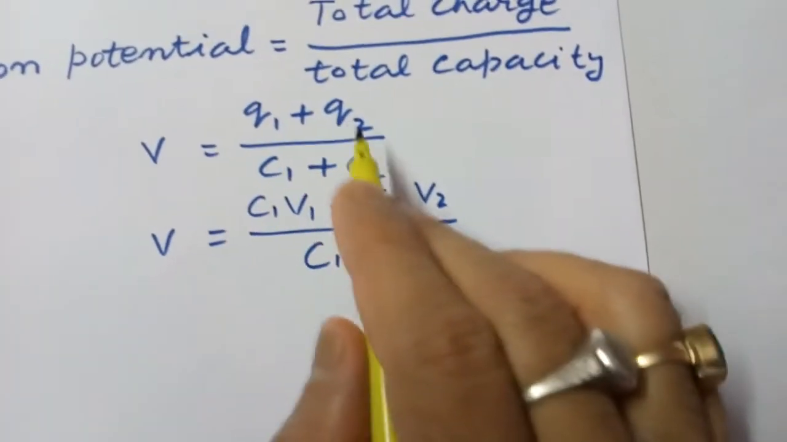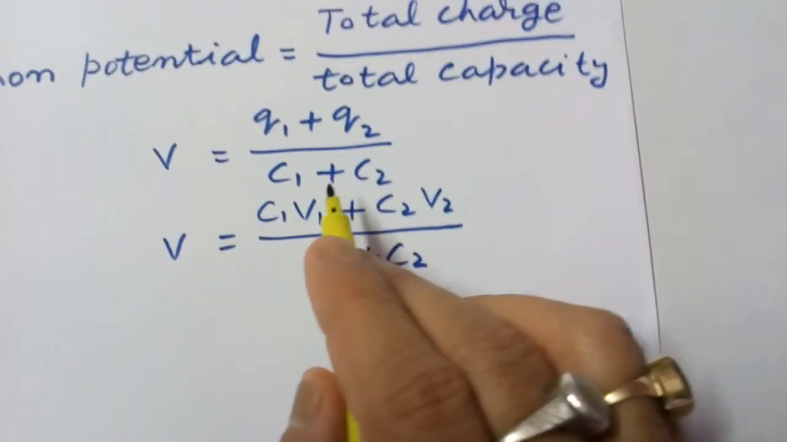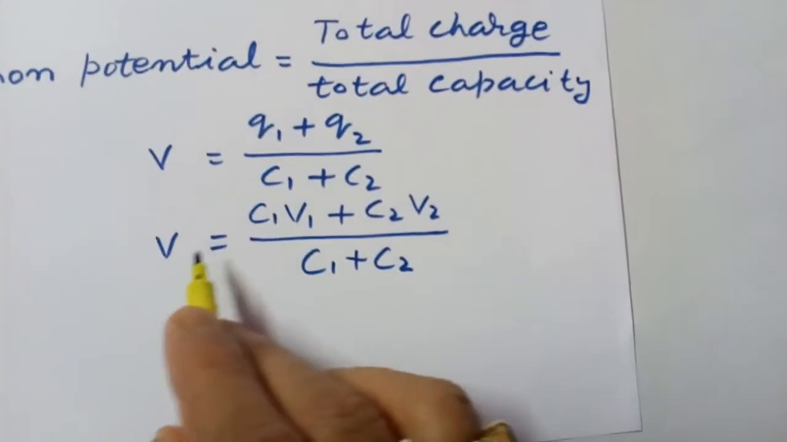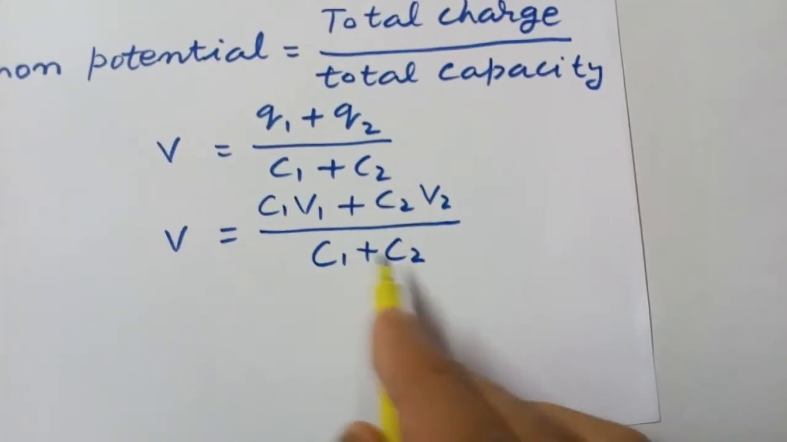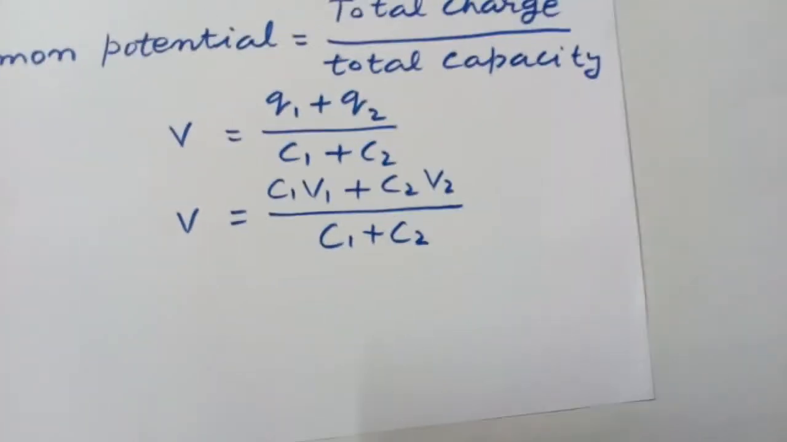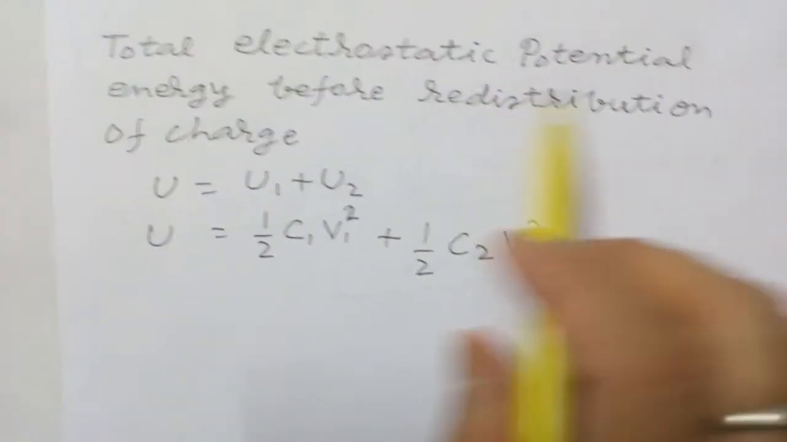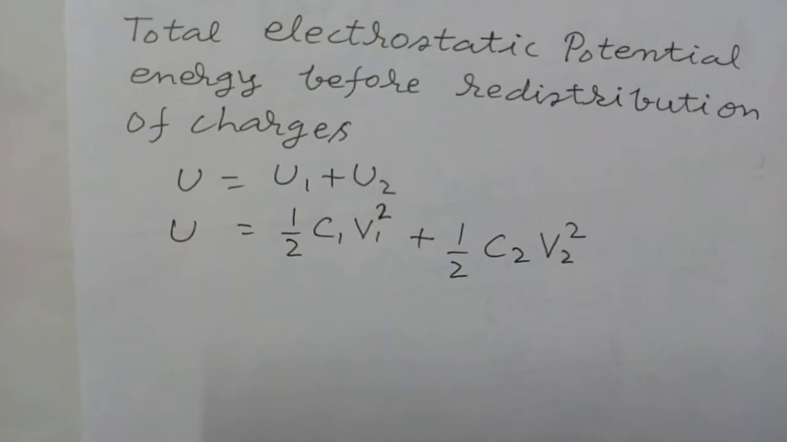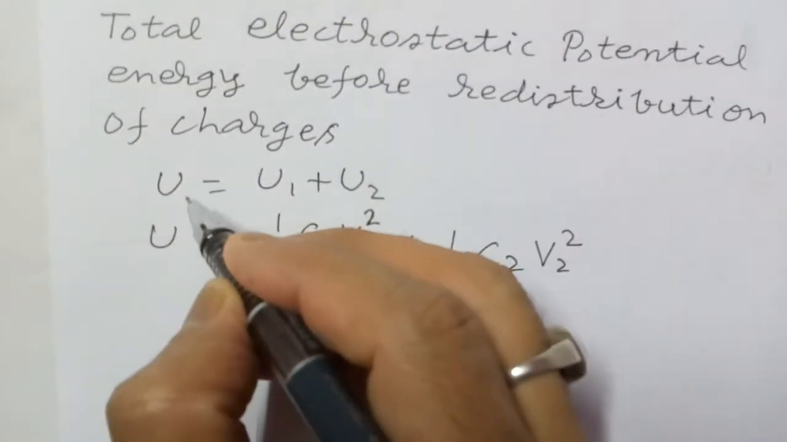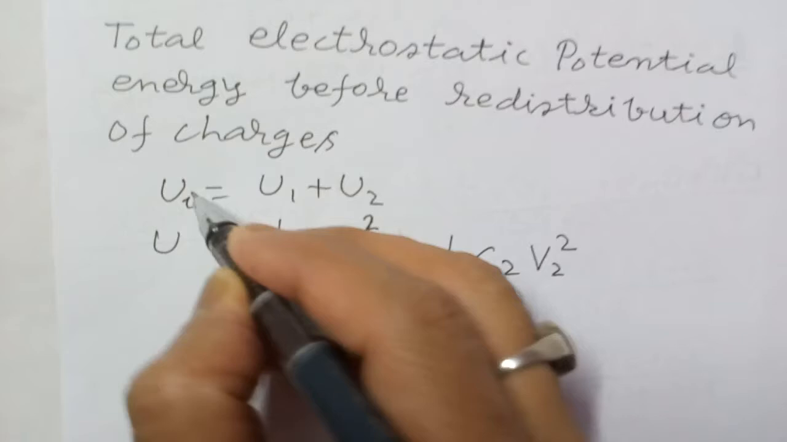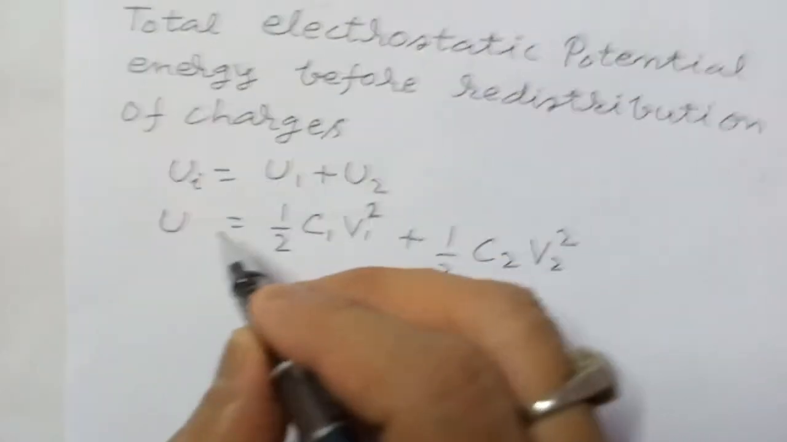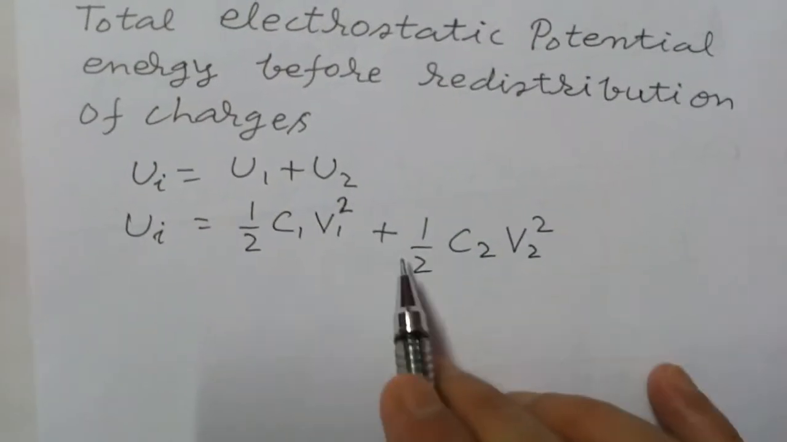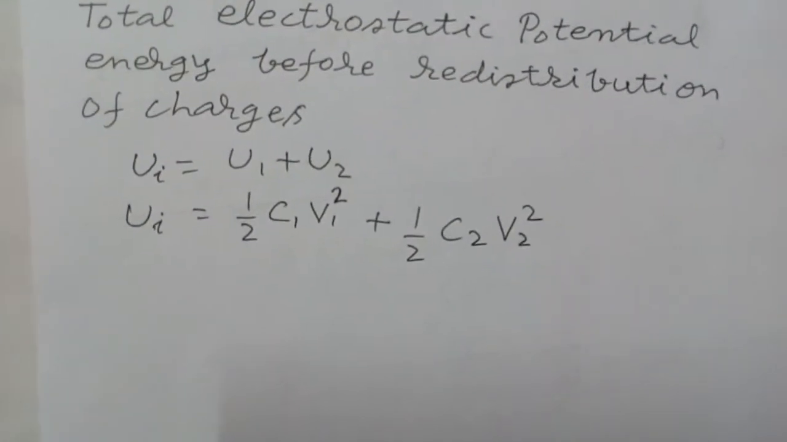So V is equal to Q1 plus Q2 upon C1 plus C2. Q1 plus Q2 is equal to C1 V1 plus C2 V2. So the common potential V is equal to C1 V1 plus C2 V2 upon C1 plus C2. Now the total electrostatic potential energy before redistribution of charges, this is U initial, is equal to U1 plus U2. So U initial is equal to half C1 V1 square plus half C2 V2 square.